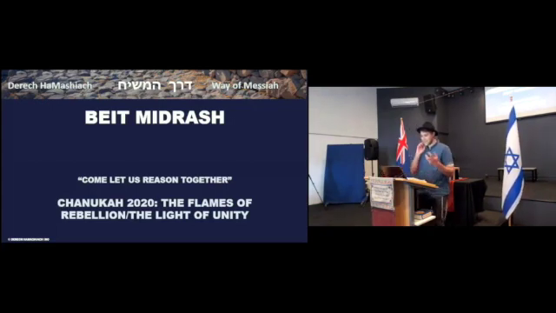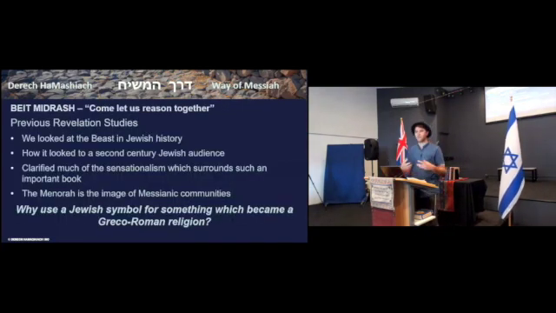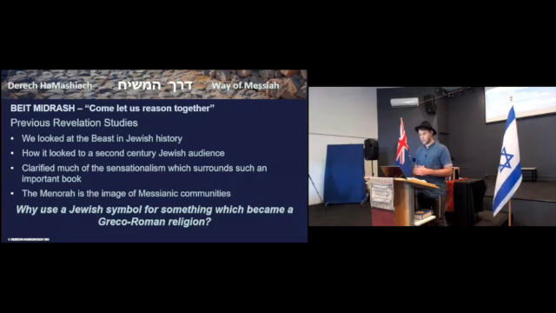All right, so this I've entitled The Flames of Rebellion, the Light of Unity. During our studying the book of Revelation, we looked at the beast in Jewish history and through a Jewish lens. So how it would look to a second century Jewish audience, or Gentiles grafted in as well, but taking on that Jewish lens and historical lifestyle.